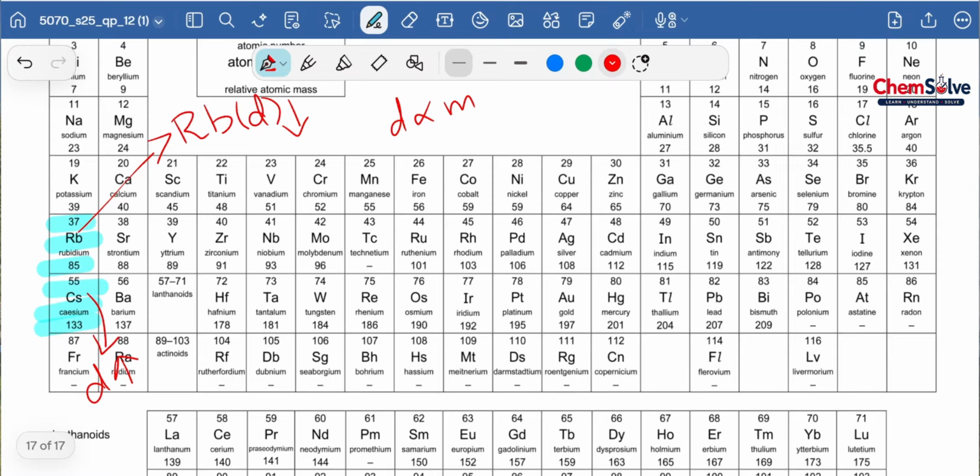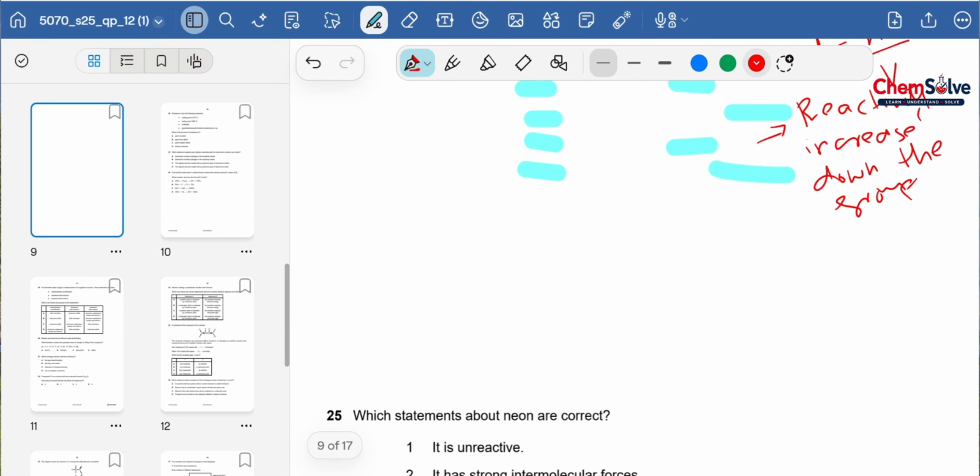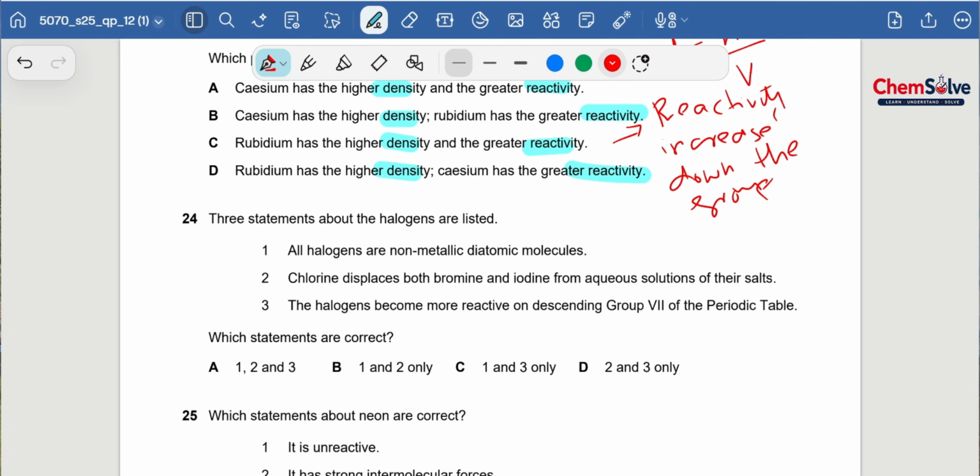Reactivity also increases down the group, so the reactivity is higher in the case of cesium and lower in the case of rubidium. So according to our discussion, cesium has the higher density and it also has the higher reactivity. Now move to our question again. Cesium has a higher density and the higher reactivity, so this option is correct according to our discussion.